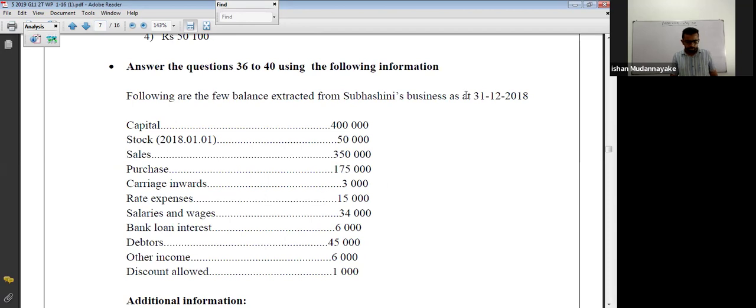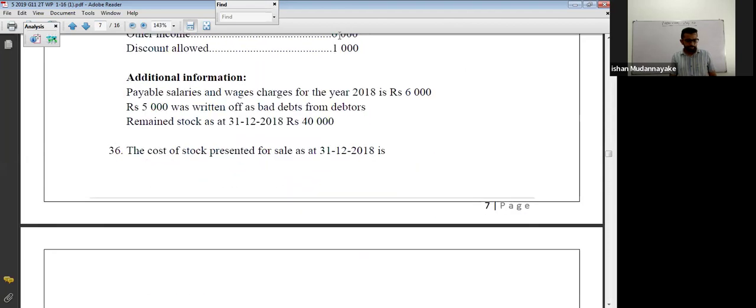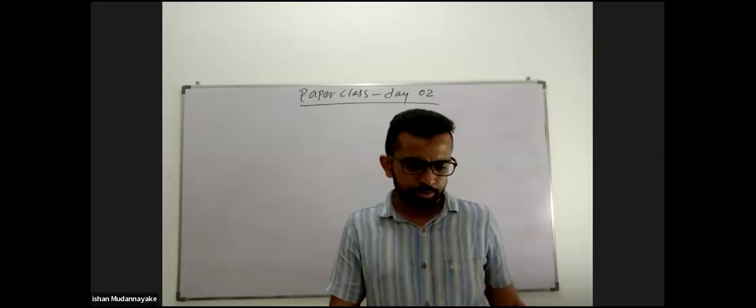Ramesha requested to explain adjusting entries again, especially accrued expenses and accrued income. So now we will discuss adjusting entries first.